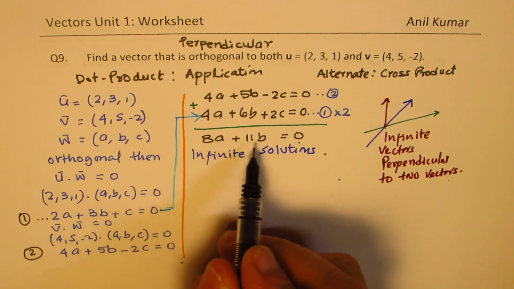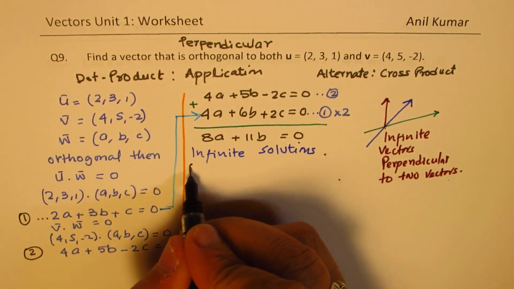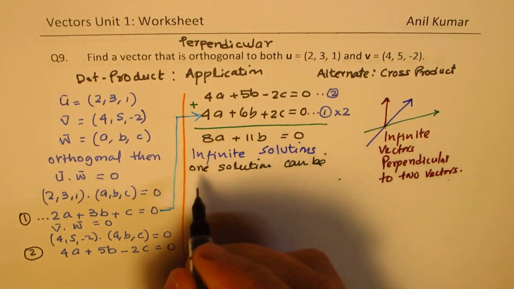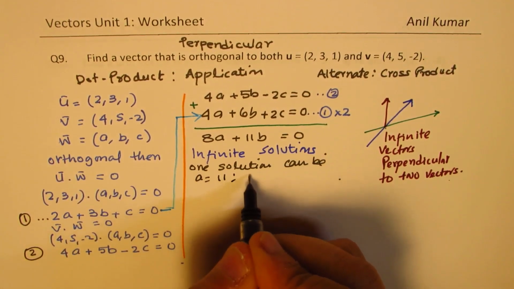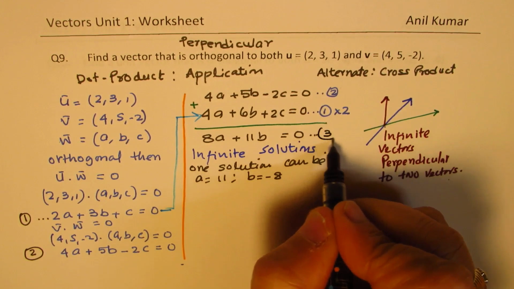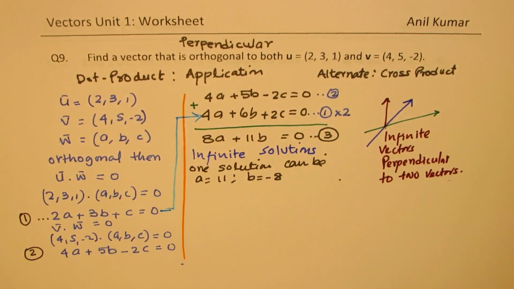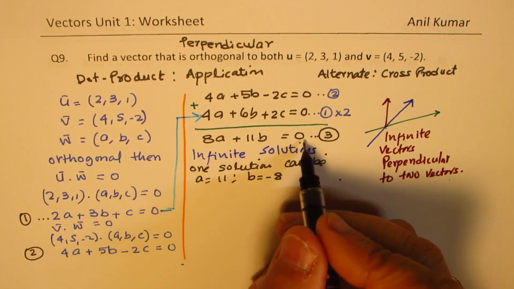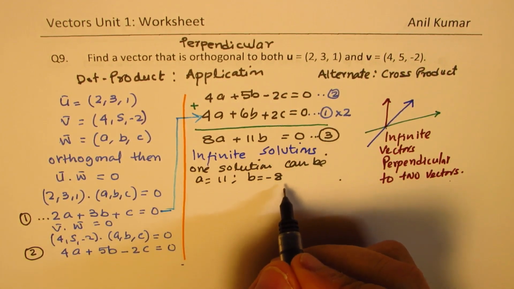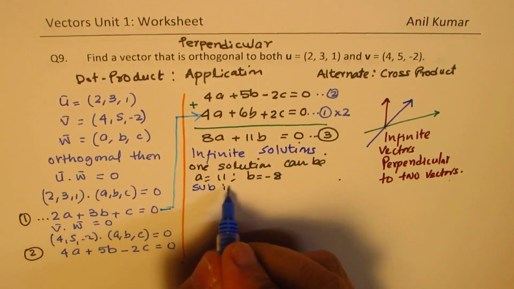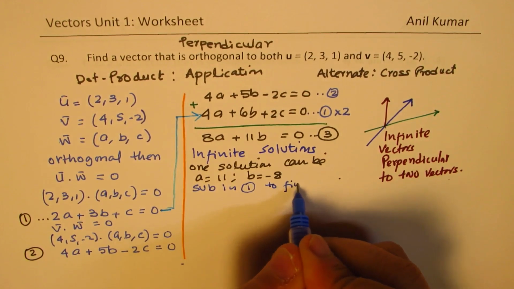We can substitute some values of a and b, right? So what we can do is, one solution could be we can take a as 11 and then b as -8. So then this equation is satisfied, right? Let's call this our equation number 3, and equation 3 will be satisfied. If you substitute 11 for a and -8 for b, you get 0, right? So we get these values. Now from here we can substitute these values in equation 1 to find c.